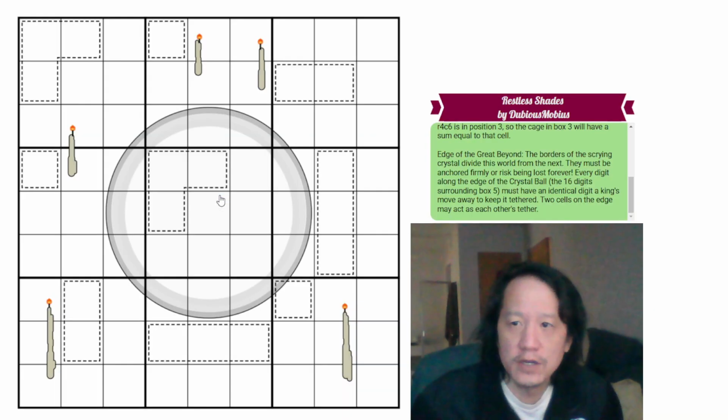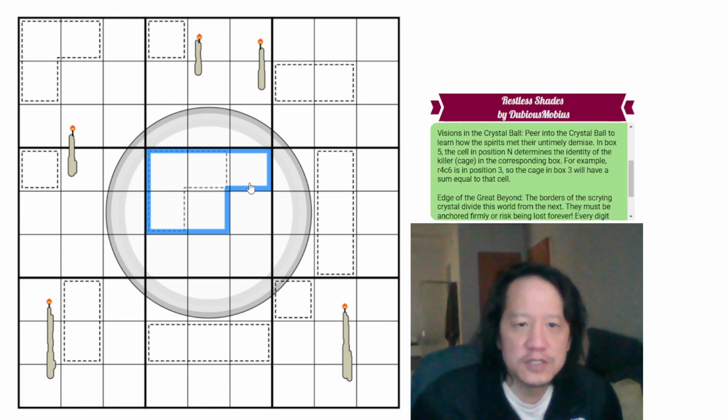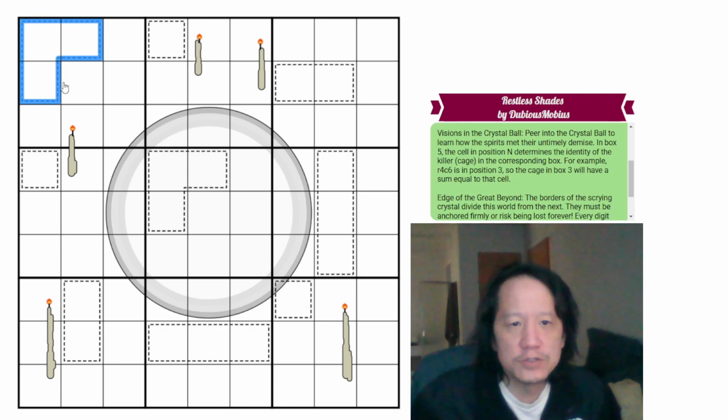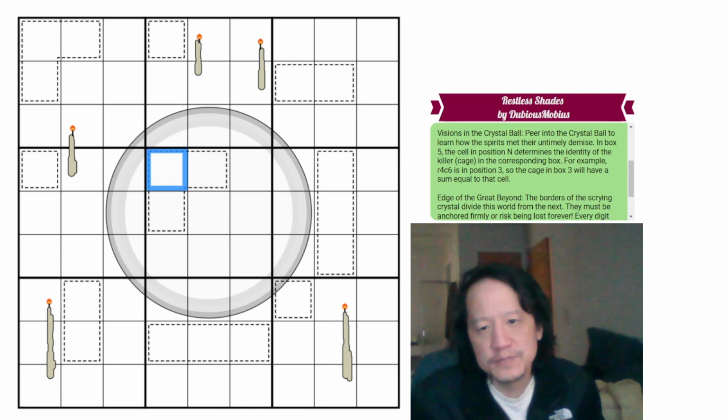Let's go. Okay. First things first, I think, is using the, what do they call it, the visions in the crystal ball rule set, because that makes things much easier. This cell in box 5 is equal to the sum of all the digits in the cage in box 1. And there are 3 unique digits there, so it's at minimum a 6.